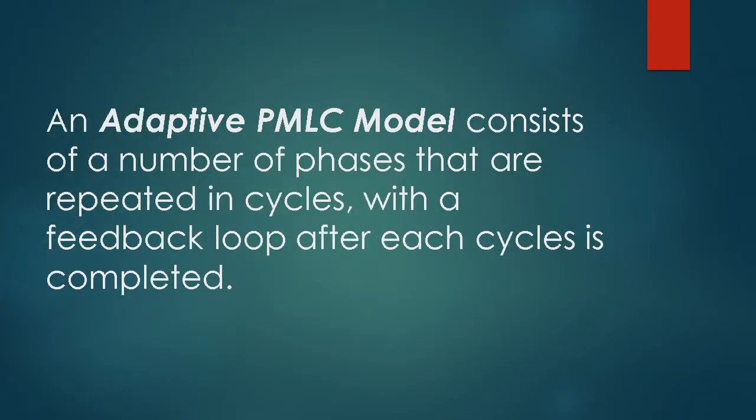An adaptive project management lifecycle model consists of a number of phases that are repeated in cycles with a feedback loop after each cycle is completed. Each cycle proceeds based on an incomplete and limited understanding of the solution. Each cycle learns from the preceding cycles and plans the next cycle in an attempt to converge on an acceptable solution. At the discretion of the client, a cycle may include the release of the partial solution.